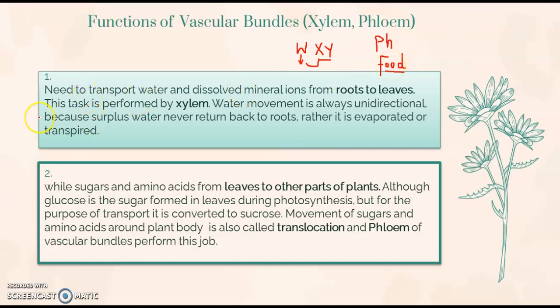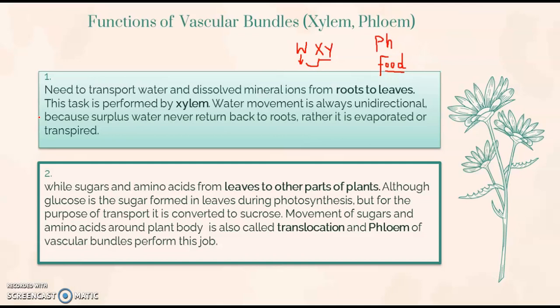Plants need to transport water and dissolved mineral ions from roots to leaves, because water is one of the requirements for photosynthesis. In the leaves, the water is going to be combined with carbon dioxide in the presence of sunlight to make food in the process of photosynthesis. This task of carrying water from roots to the leaves is performed by xylem.